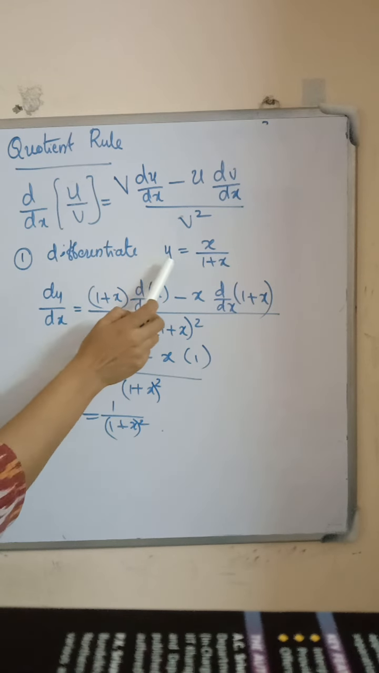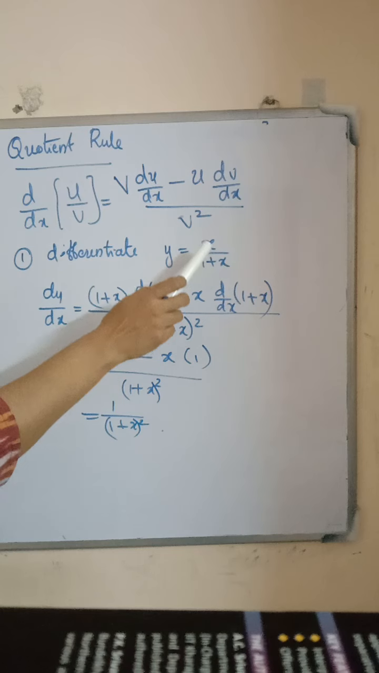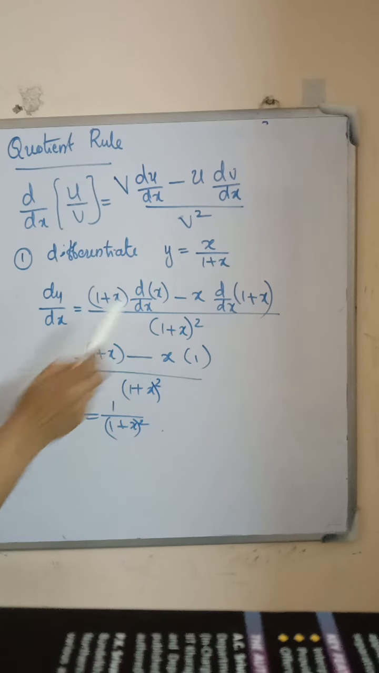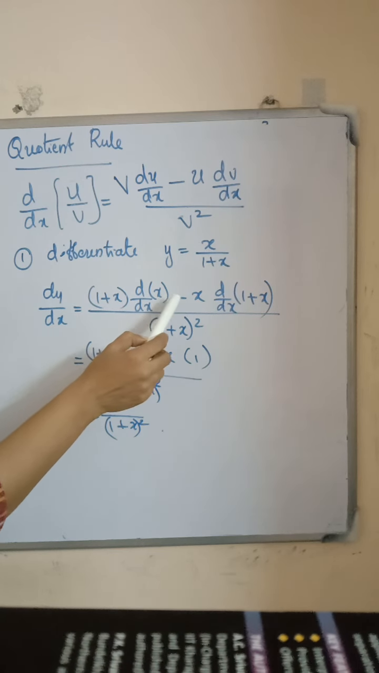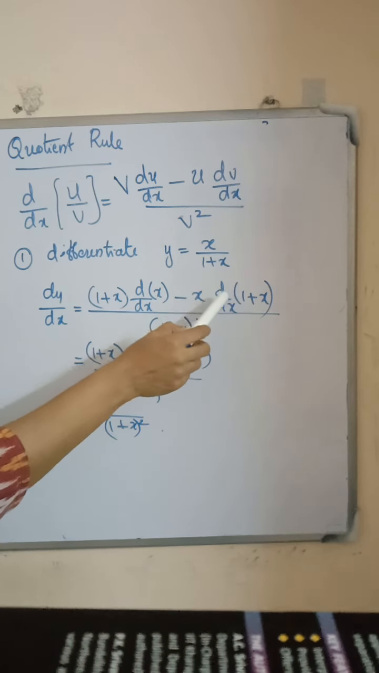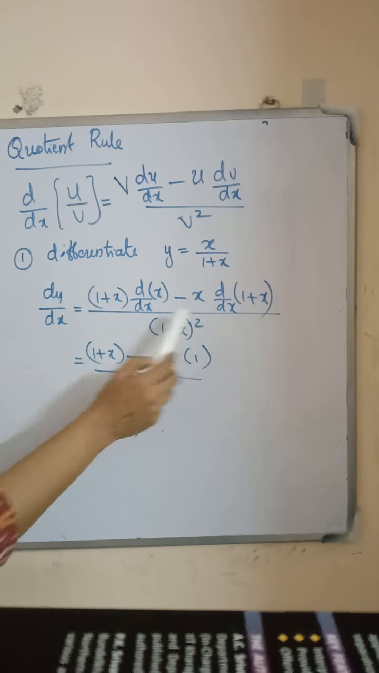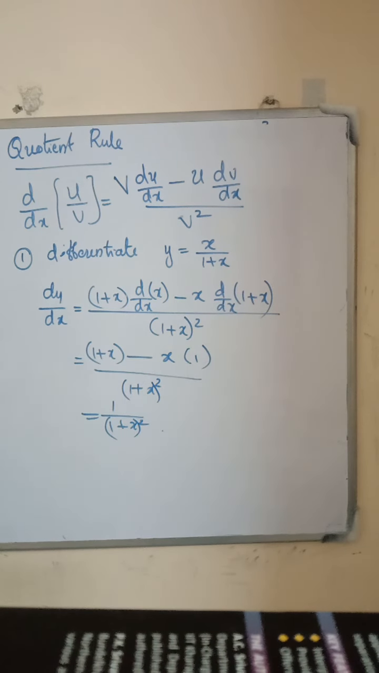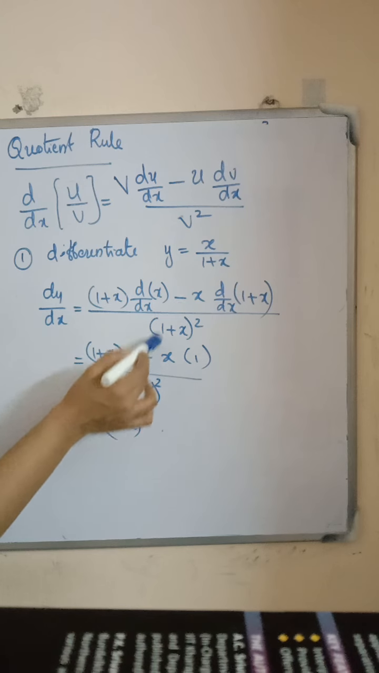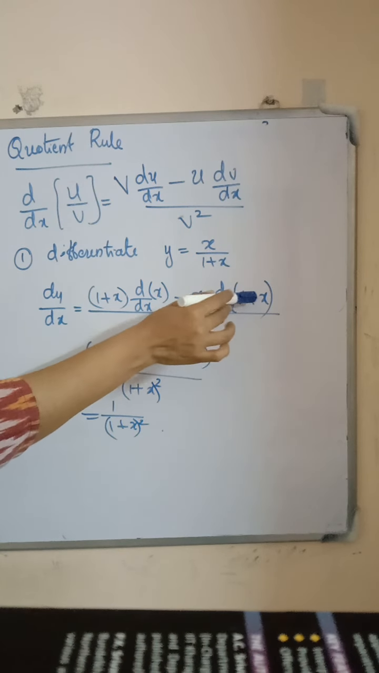Here differentiate y is equal to x by 1 plus x, a function divided by another function. Using quotient rule, denominator into derivative of the numerator minus numerator into derivative of the denominator divided by denominator square. 1 plus x into derivative of x. What is derivative of x? It is 1. So 1 plus x into 1 minus x into derivative of 1 plus x.